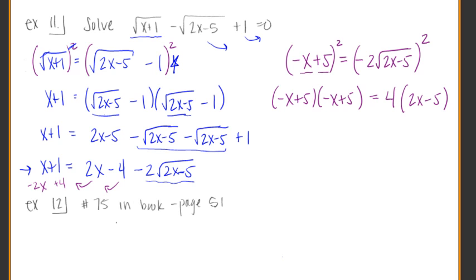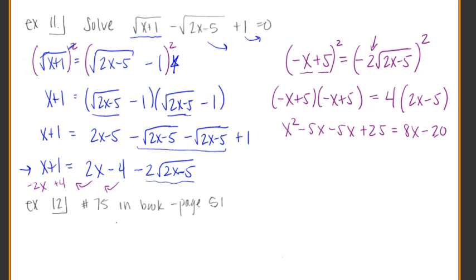And be careful that if you ever had anything in front of your radical, like in this case we had the -2, we had to square that too. Sometimes those numbers will pop up, sometimes they won't, but we just always have to watch out for it. And then from here, it's just a typical multiplying it out. So -x times -x is an x squared. Outsides would be a -5x, insides a -5x, and a positive 25. On the right, we'll get 8x minus 20.